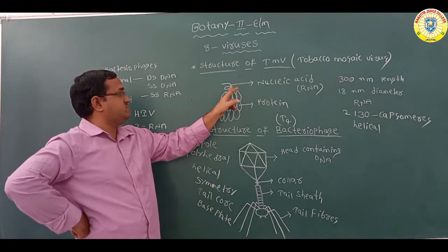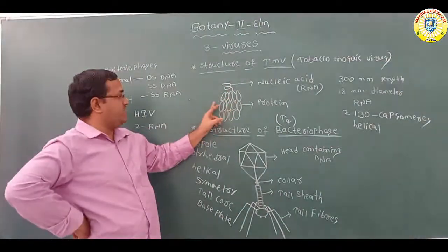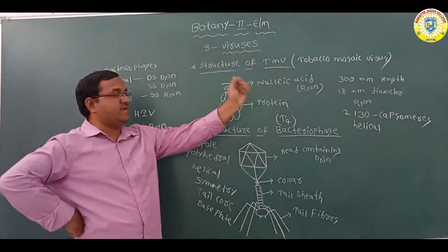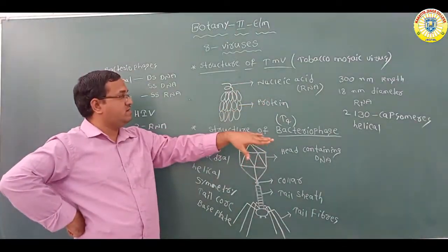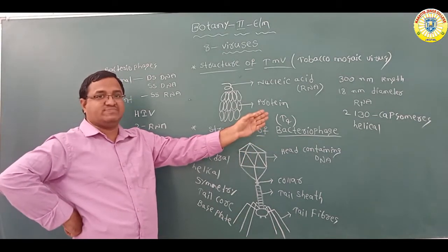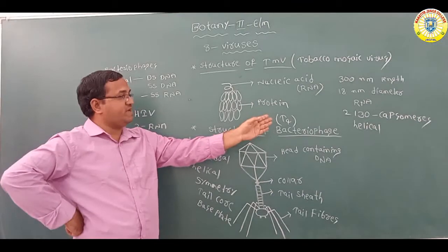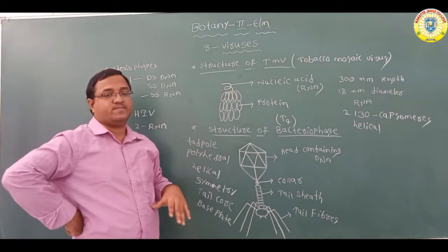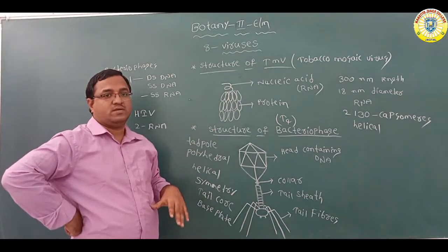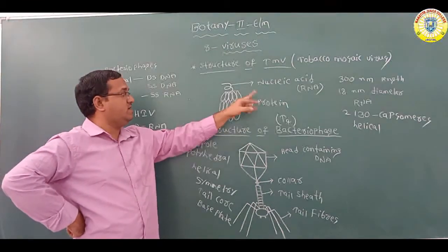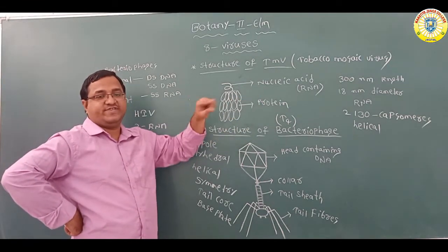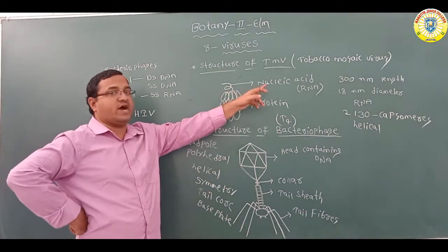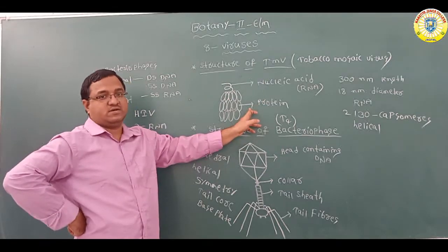See, the nucleic acid means RNA. These are the protein subunits, capsomeres. It is 300 nanometers in length and 80 nanometers in diameter, and the capsid is made up of 2130 capsomeres, which are arranged in a helical manner. Next, the nucleic acid RNA is arranged in a spiral manner. You can see here, this is the nucleic acid RNA, and this is the protein subunits, capsomeres.